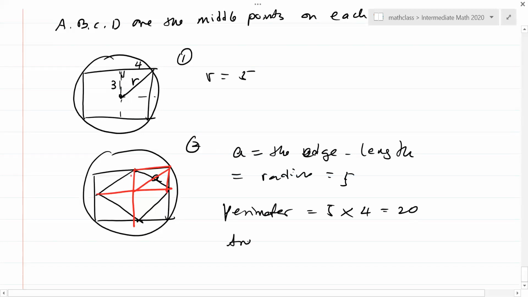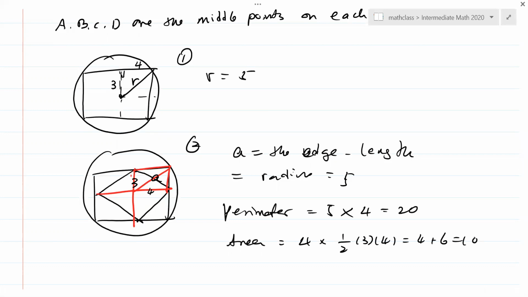Now, what is the area? The area is even better. It's 4 times the area of each triangle, right? Each triangle is going to be 1/2 times 3 times 4, which is 6. So the area is 24.